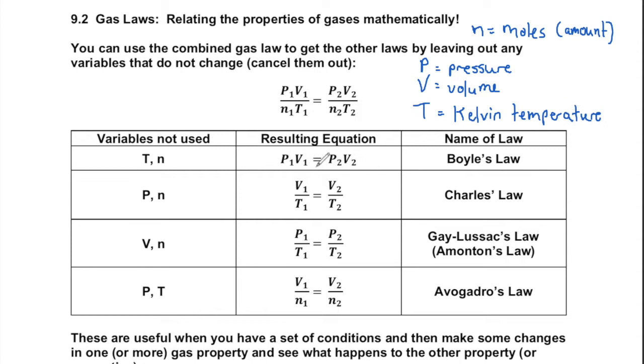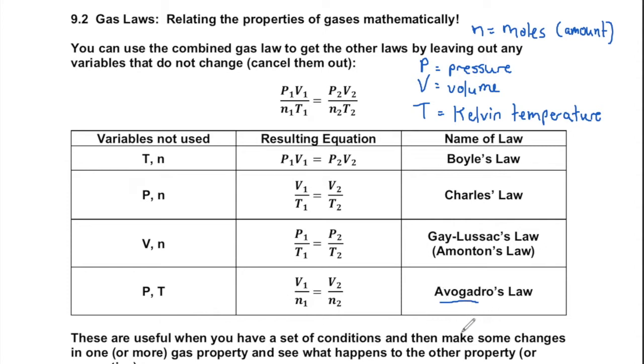Historically, these properties have been studied and found to have certain relationships to each other. So it was found that pressure is inversely proportional to volume, that volume is proportional to the Kelvin temperature, the pressure is proportional to the Kelvin temperature, and the volume is proportional to the amount in moles.